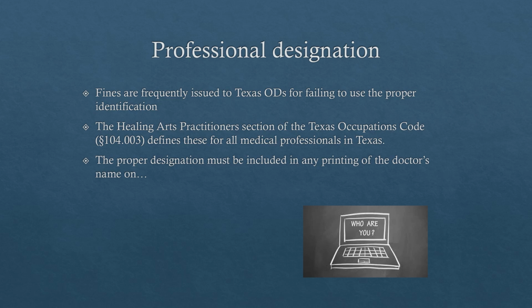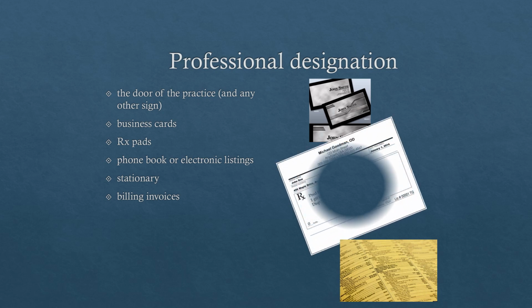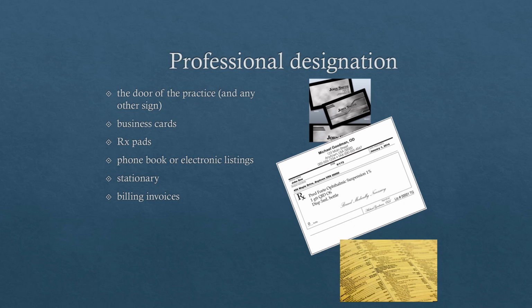The designation has to be included anytime you print your name on any sort of literature, on the door, signage, anything like that. So let's go over what that looks like and specifically where you need to use it. Here's that list. Places that you need to use the proper professional designation are the door of the practice and any other signage, business cards, prescription pads, phone book or electronic listings, stationery, and billing invoices.